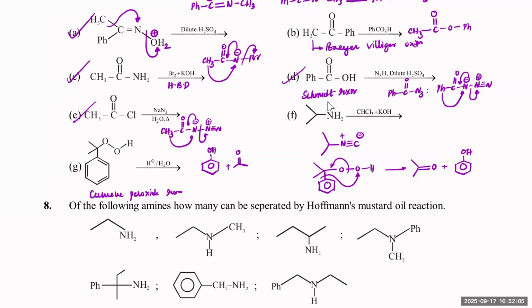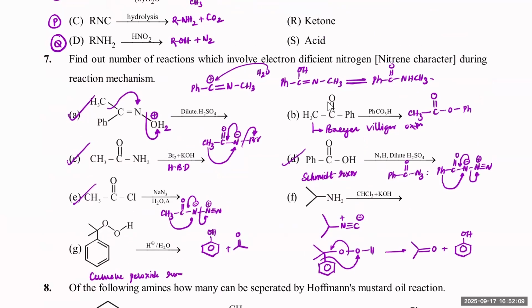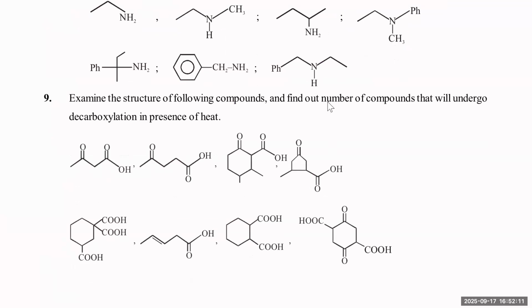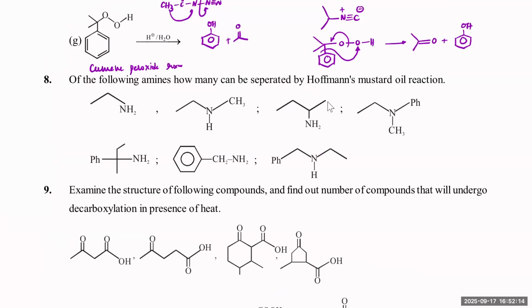Next one, any doubt? Okay, seventh one done. Eighth one. Out of the following amines, how many can be separated by the Hoffmann mustard oil test? See, the mustard oil test is for 1 degree amines. So this one is 1 degree, this is not, this is 1 degree, this is not, this is 1 degree, this is 1 degree, and this is not. So how many did we get in total? Four. Clear?